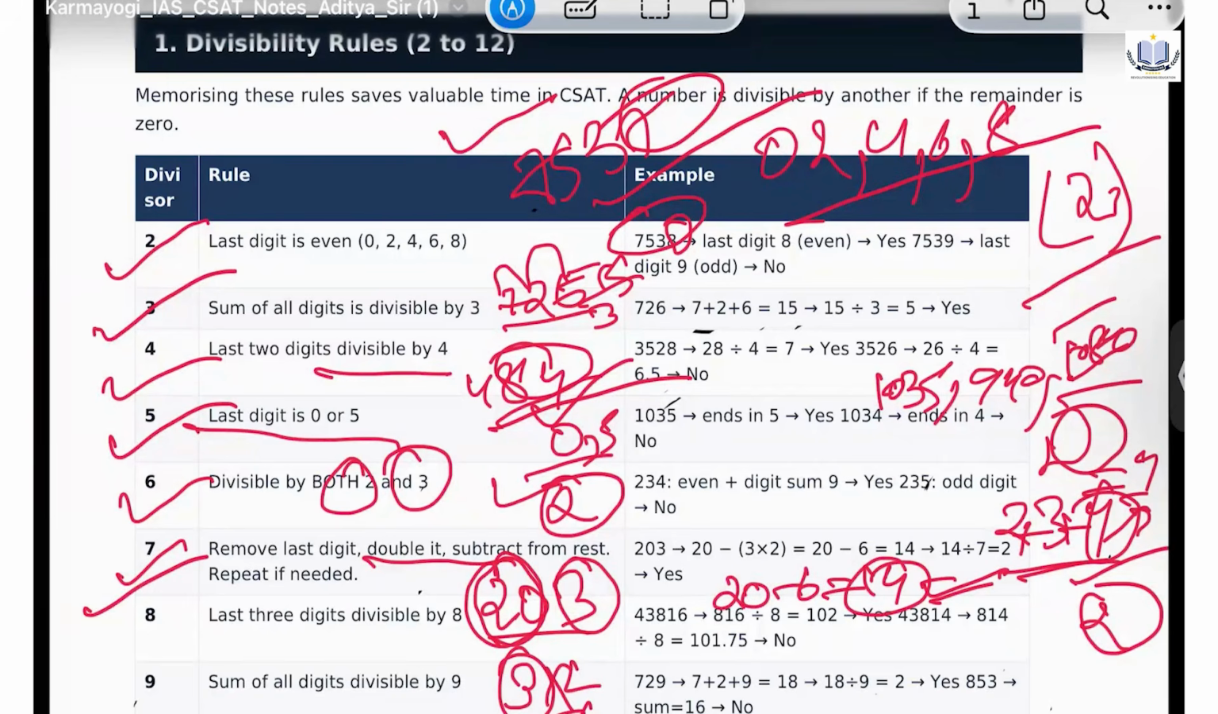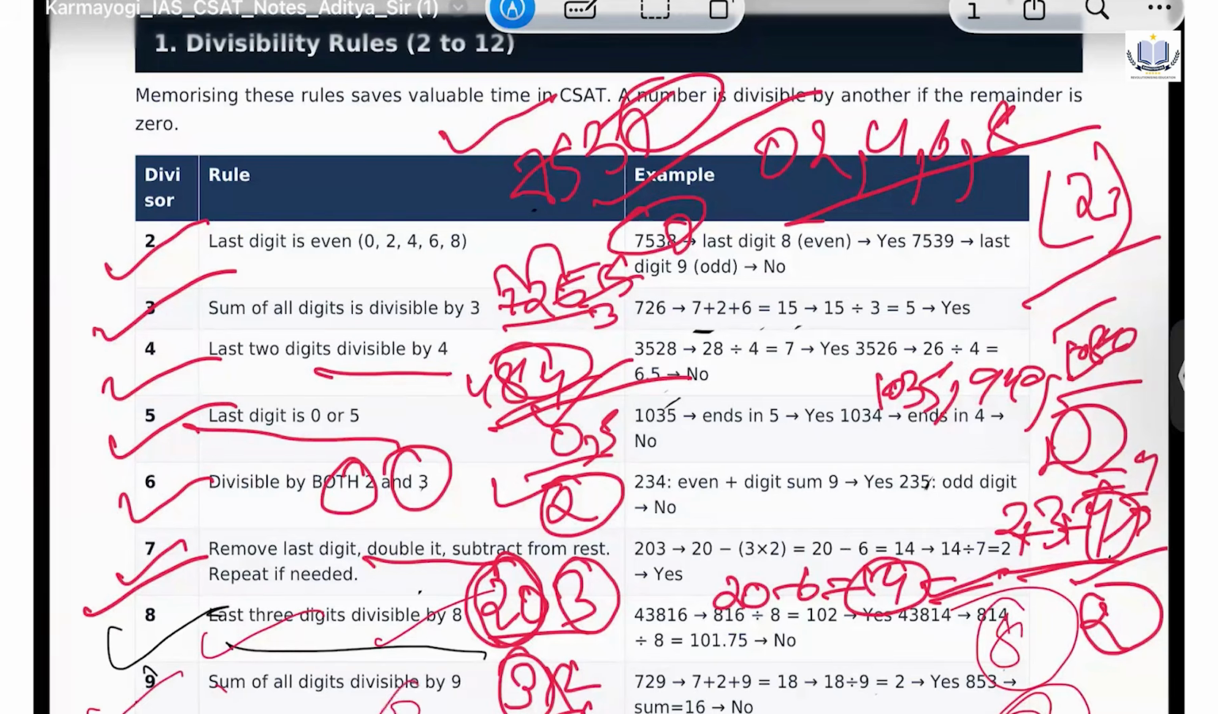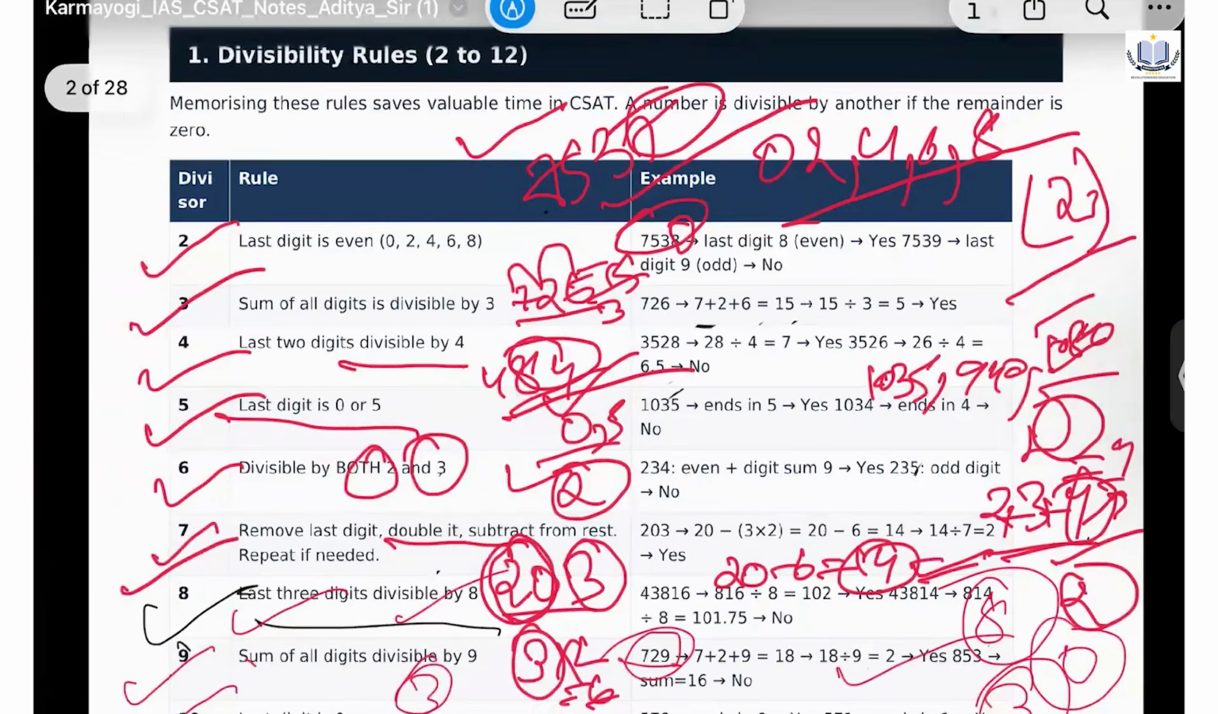Now let's see the divisibility rule of 8. For 8, what will be the rule? The rule will be that the last 3 digits should be divisible by 8. If the last 3 digits are divisible by 8, then the entire number is divisible by 8. For 9, it is the same as 3. The sum of all the digits, if it is divisible by 9, then the entire number is divisible by 9. For 10, the last digit should be 0.